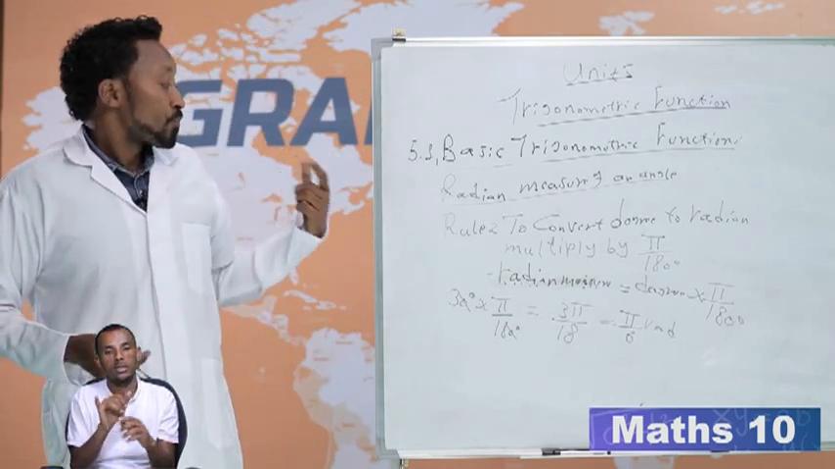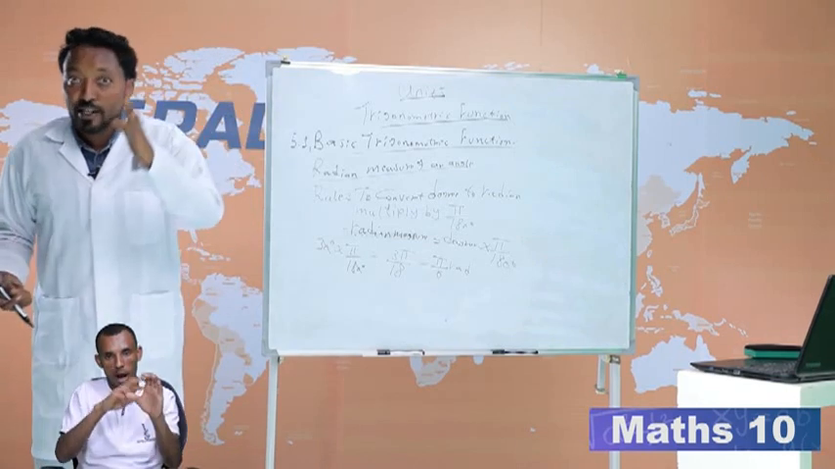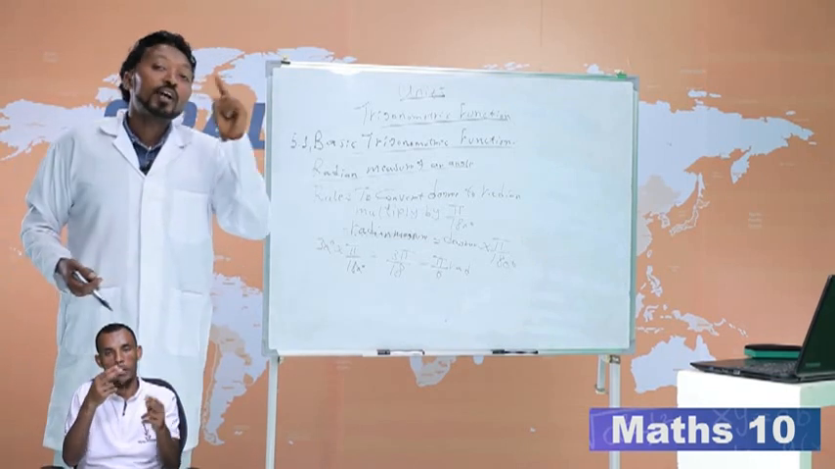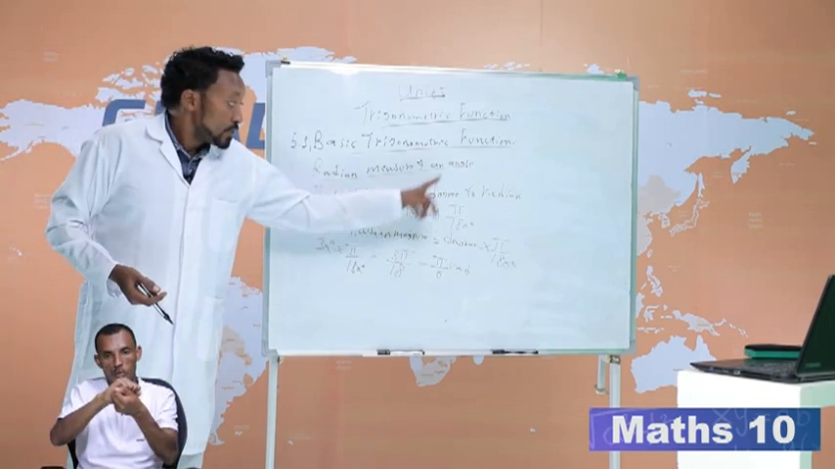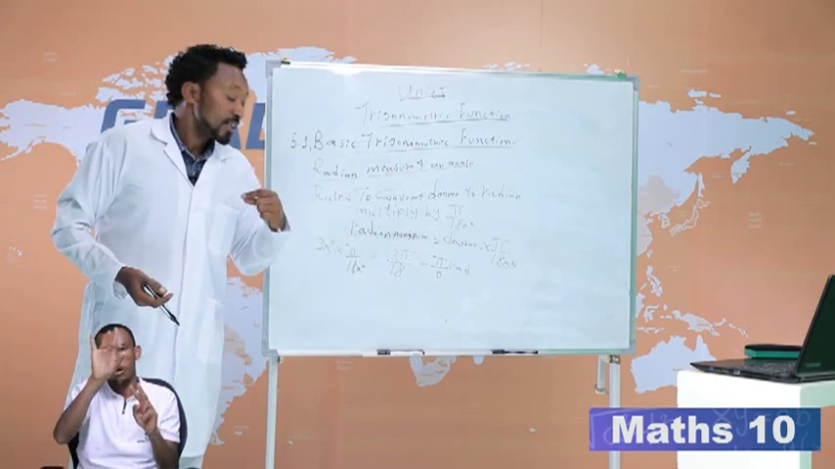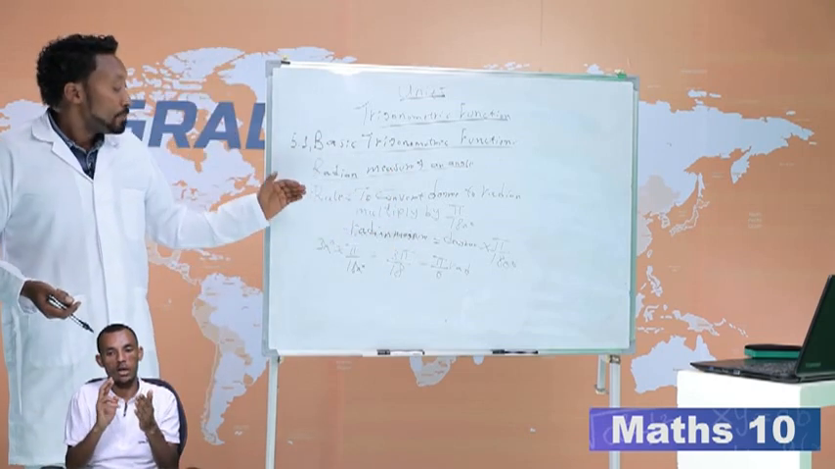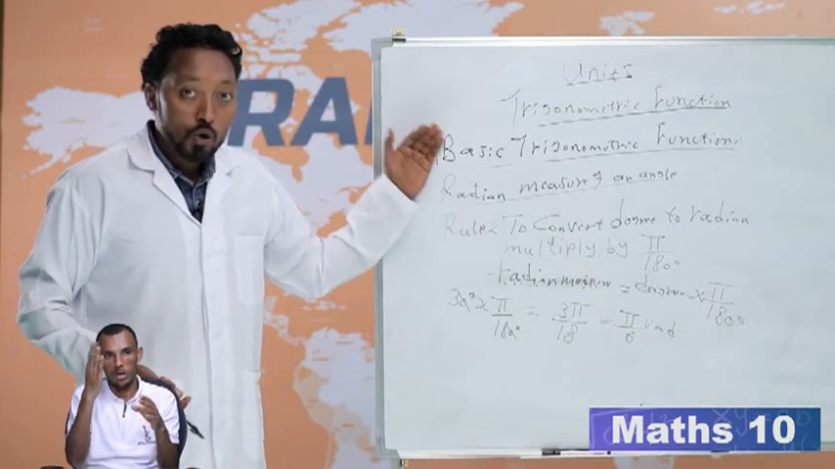The next, to convert radian to degree, multiply by 180 degree over pi. To convert degree to radian, multiply by what? Pi over 180 degree. These are the basic terminologies that are used in the whole chapter.